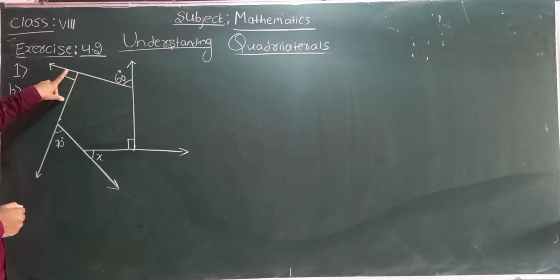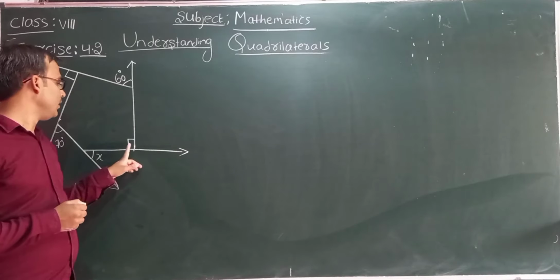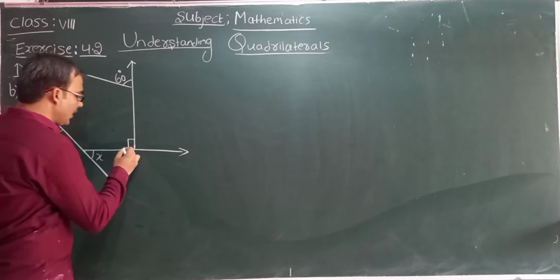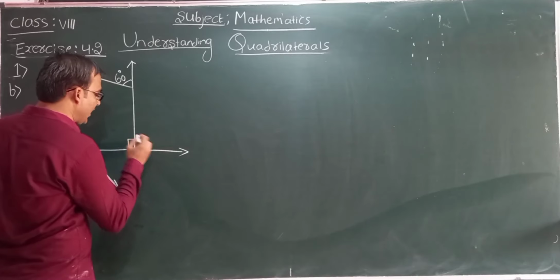At this point, what is the value of this angle? I told you, this symbol represents 90 degree. So this is a symbol for 90 degree. And now look at here. Here also it's a 90 degree symbol. Students, this is a straight line, no?